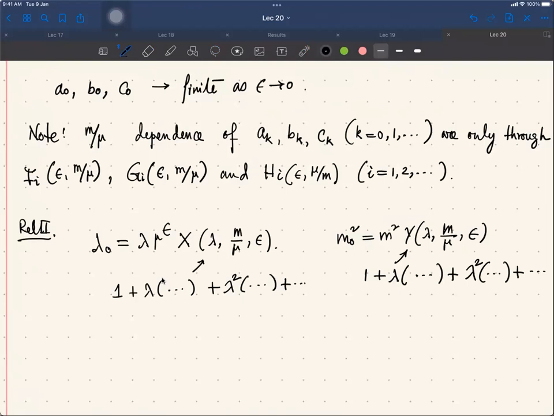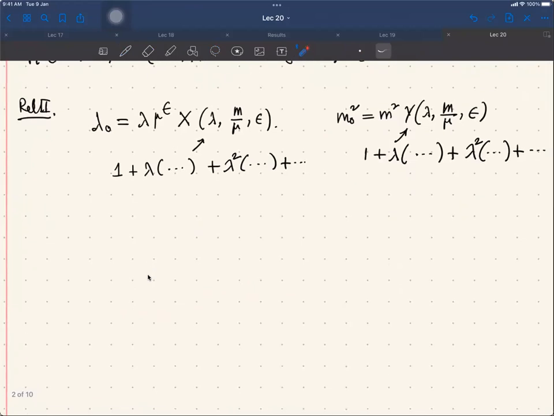And these coefficients of different orders in lambda will have poles in epsilon. This is the original way we got the expressions when we did the calculations. And now we could consider lambda to be parametrically small and invert such relations.